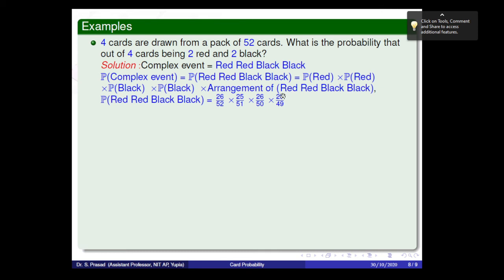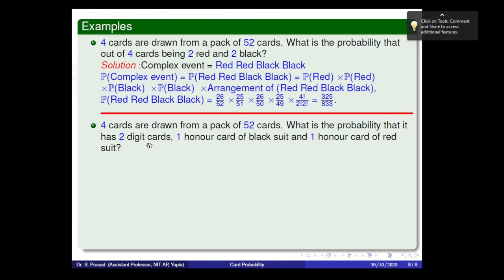And into the arrangement of red red black black, now here we write 4 factorial, and 2 cards are repeated, 2 factorial, black black is repeated, then 2 factorial, and after that we write the answer. The calculated answer is 325 by 833.